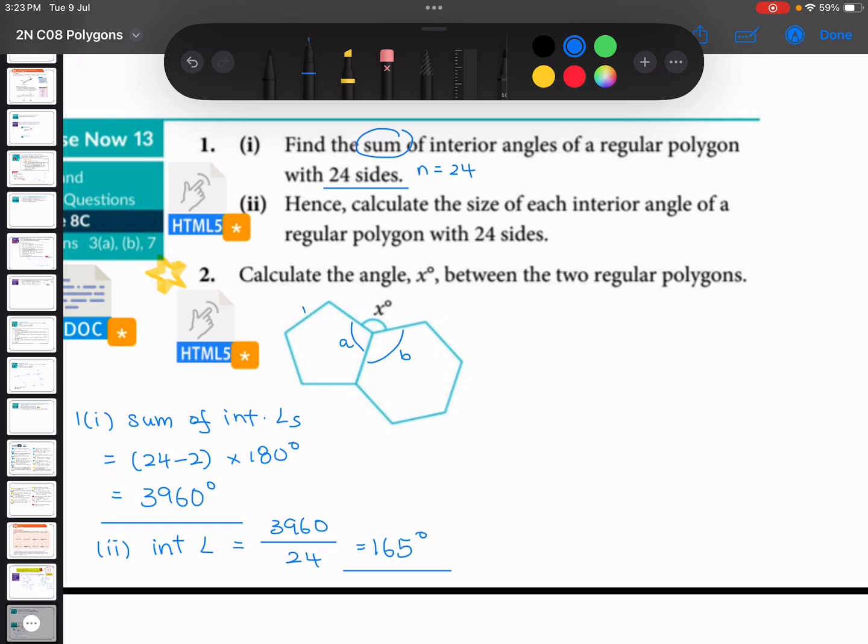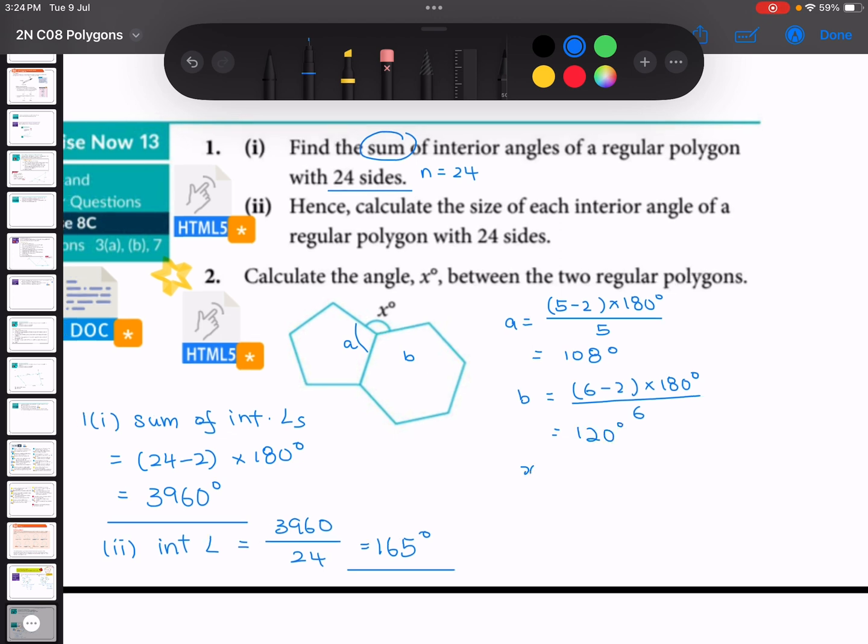Let's look at A first. 1, 2, 3, 4, 5. Pentagon. So A is a pentagon. All the angles add up. I divide by 5 sides because I only want one of them. Okay. B is a hexagon. So the sum of all the interior angles, I divide by 6 because a hexagon has 6 angles. So 120. Now I can find x.